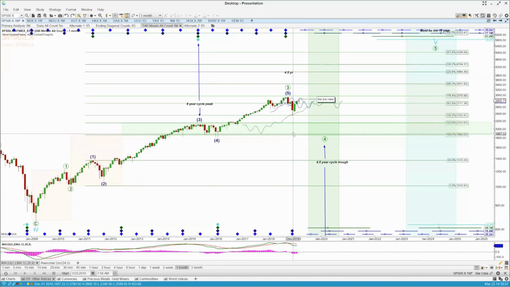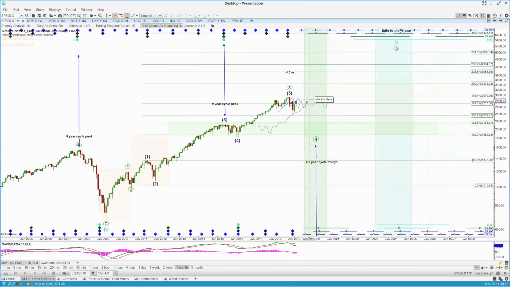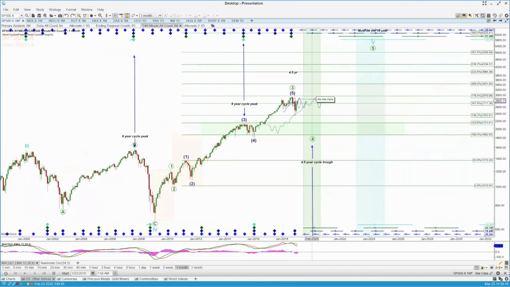I'll look at that when we come to the daily chart in a moment. So that's what I'm expecting to see. Then if we come down here, I've marked on this chart the 9-year cycle peaks.